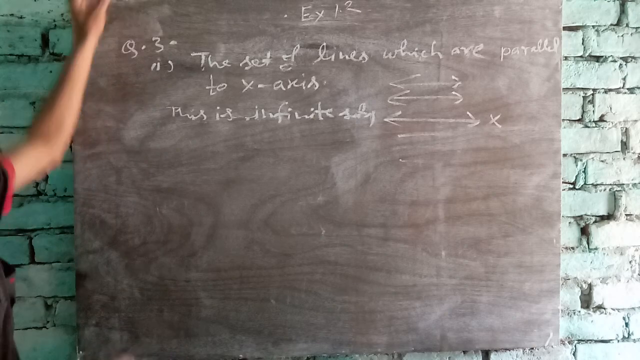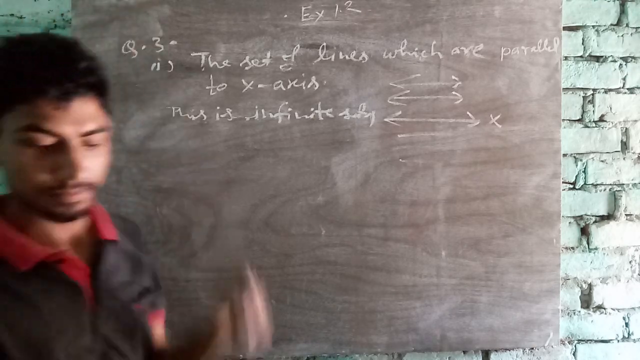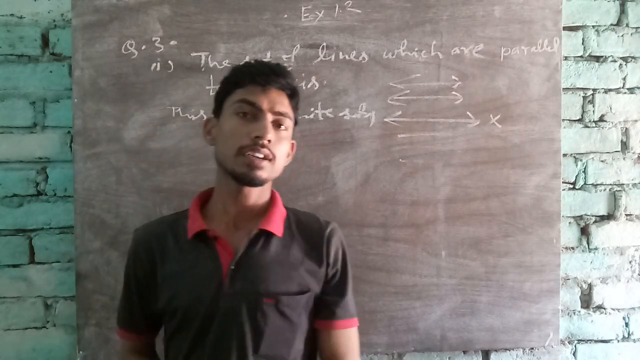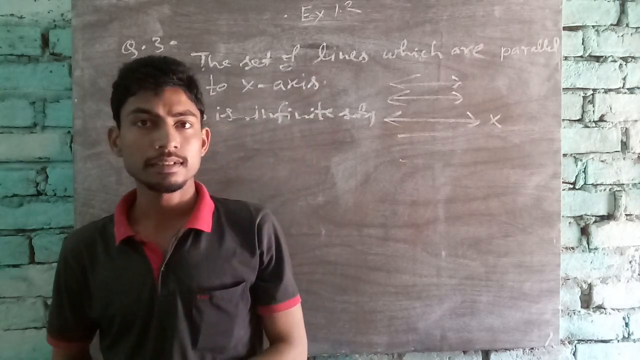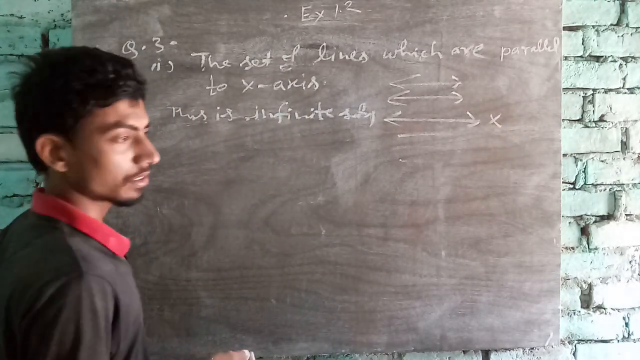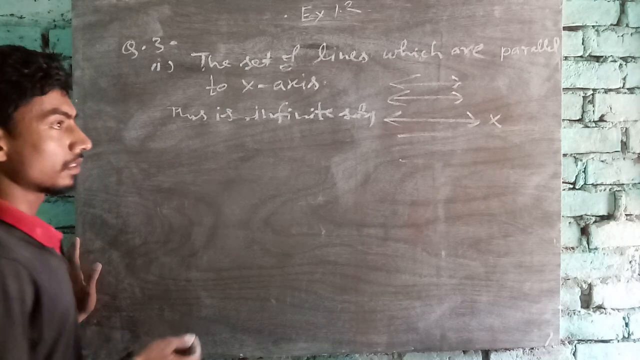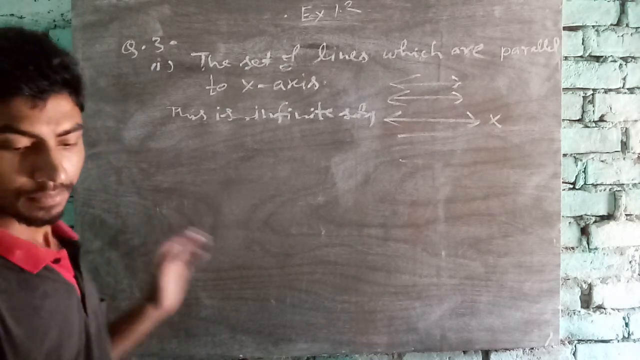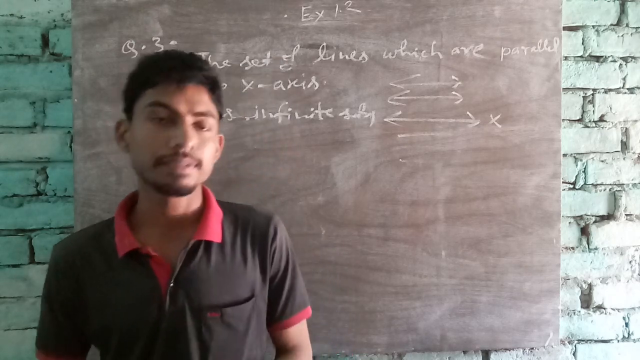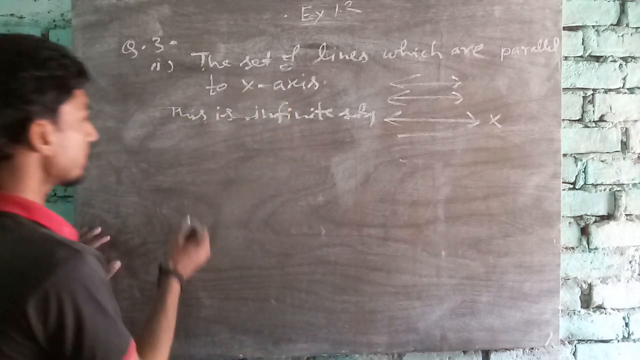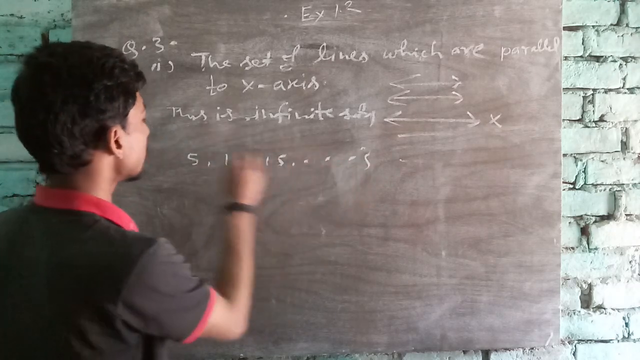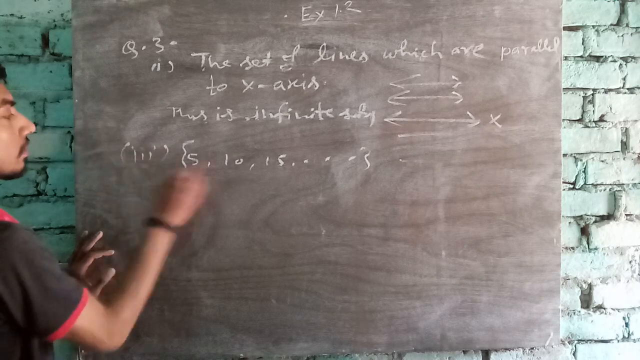Okay, next, second, the set of letters in the English alphabet. You know there are only 26 letters in the English alphabet, so this is a finite set. Next, third, the set of numbers which are multiples of 5. Multiples of 5 means you can write as 5, 10, 15 and so on, therefore this is an infinite set.